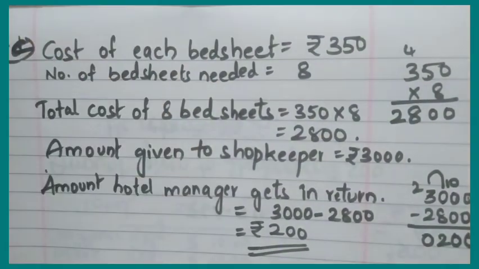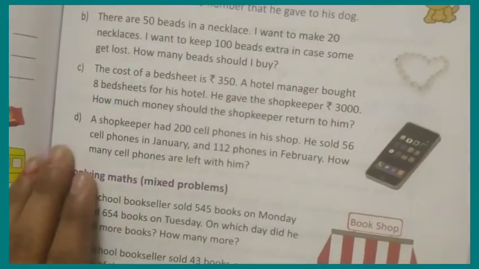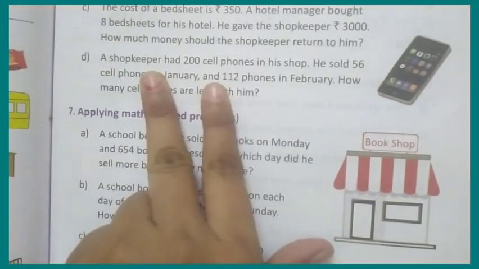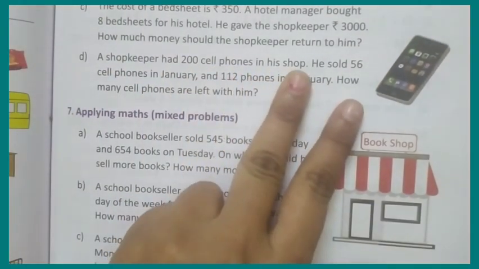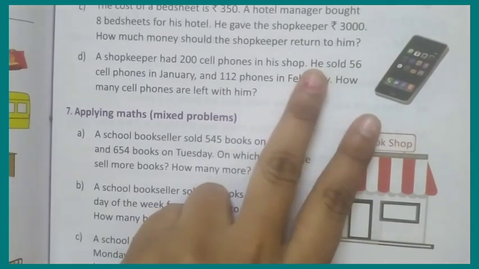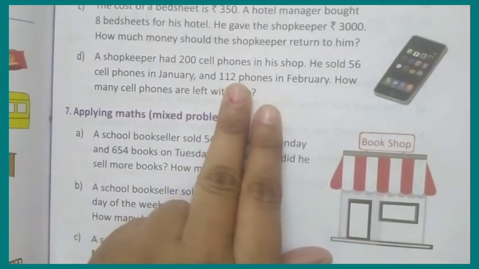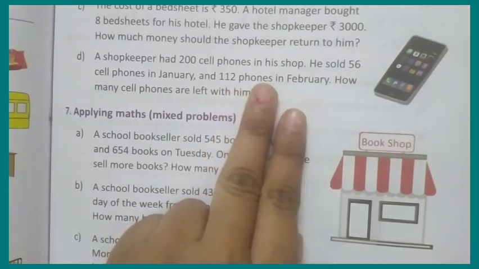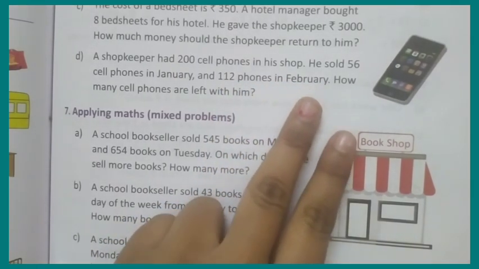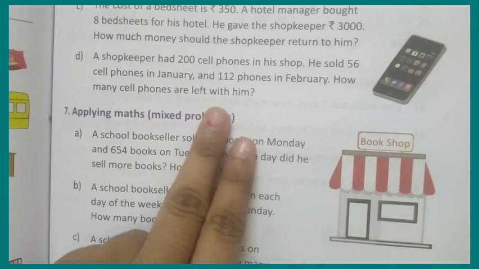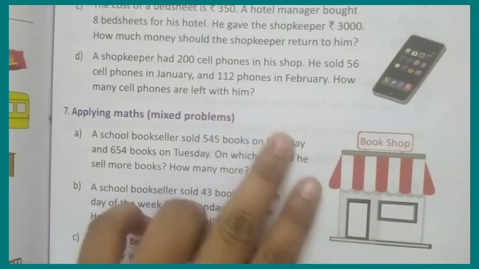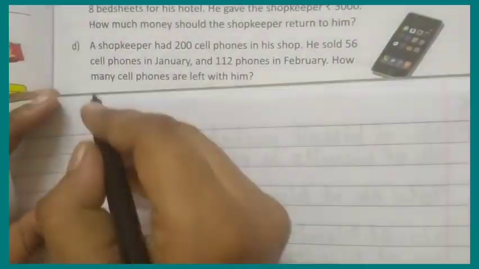This is C answer. Now look at D question. A shopkeeper had 200 cell phones in his shop. He sold 56 cell phones in January and 112 cell phones in February. How many cell phones are left with him? Okay. Now look at D answer.